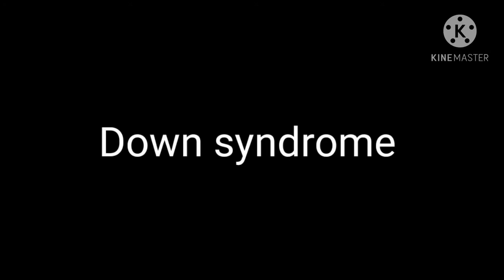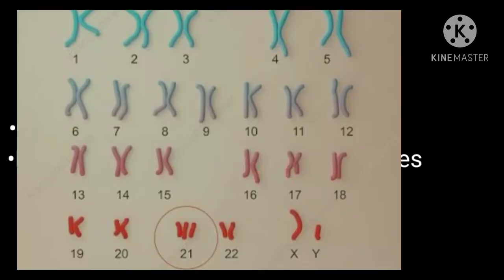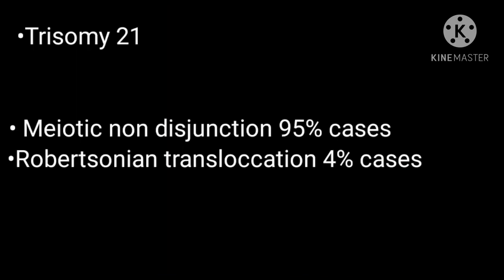Hello everyone. So in this video we are going to talk about Down syndrome, that is trisomy of the 21st chromosome. As you see in this image, we have three copies of the 21st chromosome rather than two, leading to Down syndrome. Now there are two main causes for Down syndrome. The first one, which leads to 95% of cases, is meiotic non-disjunction of chromosomes. The second one, which leads to 4% of cases, is Robertsonian translocation.